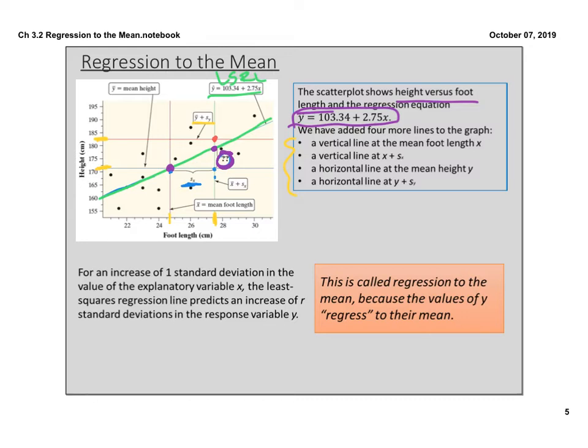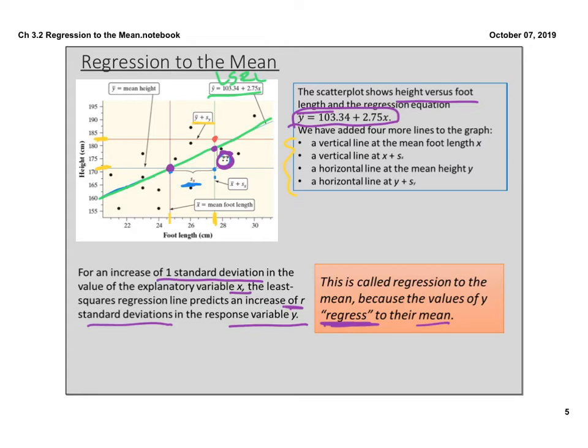Well, it's not a full standard deviation of Y because the values are going to regress to the mean, and it's going to be based on our R, the R coefficient, okay? So it says for an increase of 1 standard deviation in the X variable, the LSRL predicts an increase of R standard deviations in the response variable. So R is going to be the amount of increase for every 1 standard deviation. That's why we say that these things regress to their mean. They're going to fall down towards their mean more than just going up by 1 standard deviation each time.